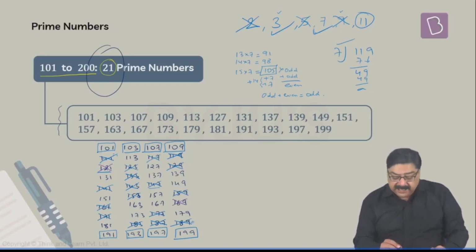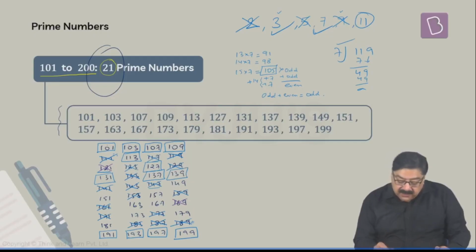So let's count from the beginning. So we have 1, 2, 3, 4. That is 101, 103, 107, 109. Then 113 is the fifth one. Then 127 is the sixth one. 131 is seventh. 137 is eighth. 139 is ninth. 149 is 10th. 151 is 11th.